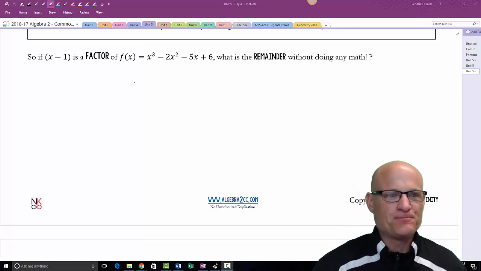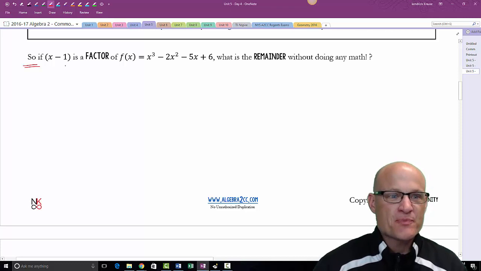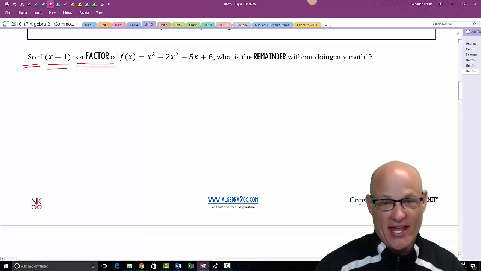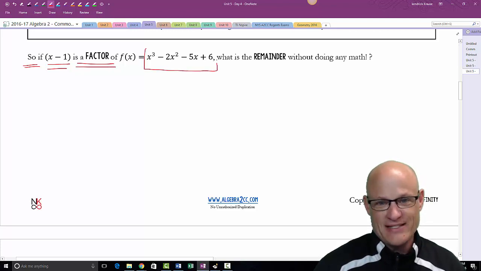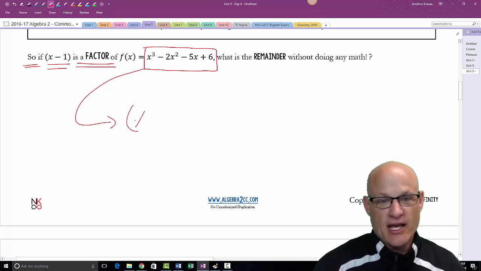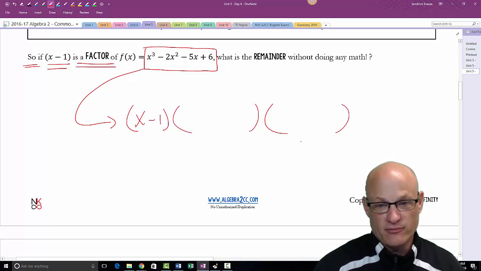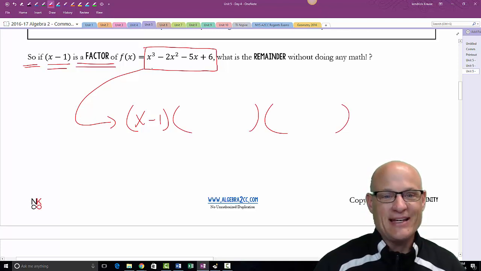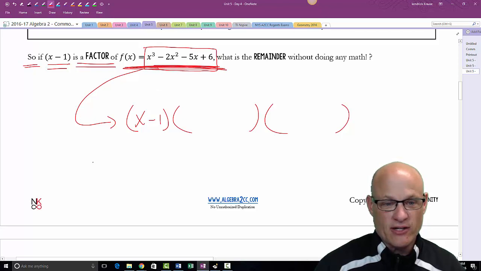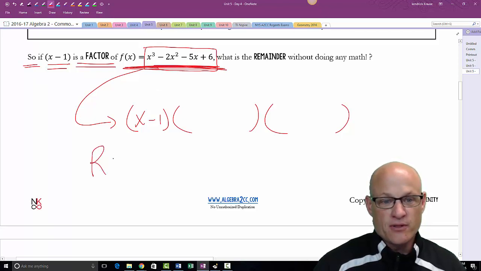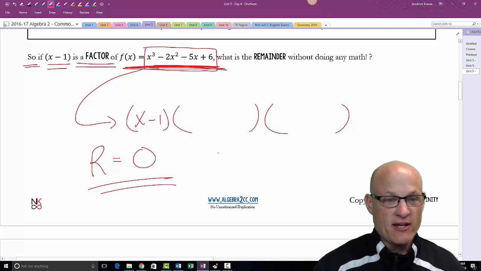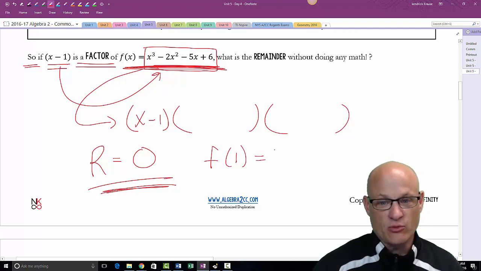All right, kids, let's read this question correctly. So x minus 1 is a factor of this. What does that mean? That means if I factor this thing, it would factor to something like x minus 1 and then some other stuff. So when I divide x minus 1 into this, I will get a remainder of 0, because it's a factor. Therefore, f of positive 1 is equal to 0.